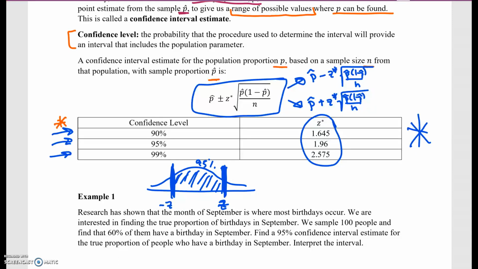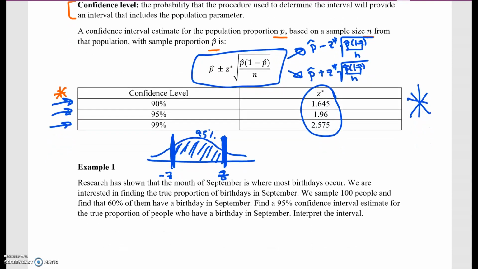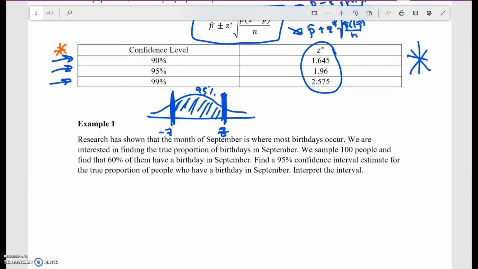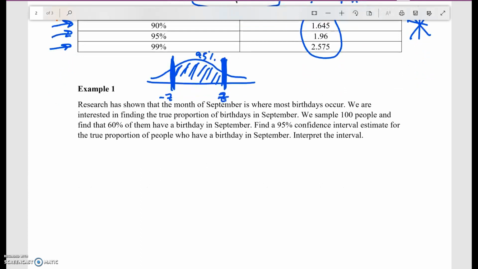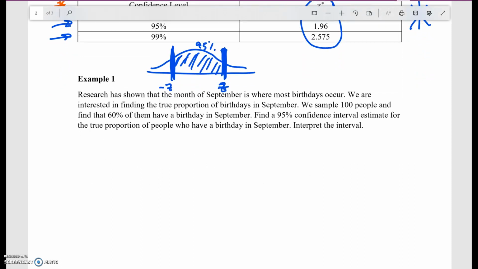So let's do a couple of examples. That way, hopefully, it will make a little bit more sense. So here's example number 1. Research has shown that the month of September is where most birthdays occur. We are interested in finding the true proportion of birthdays in September.